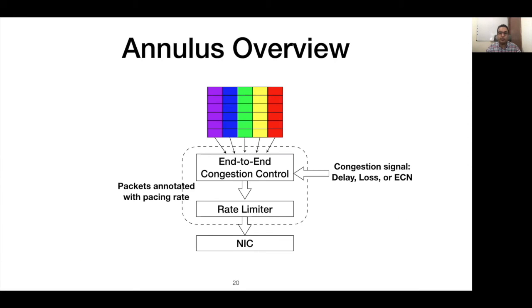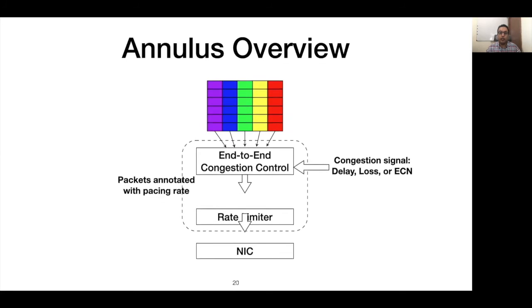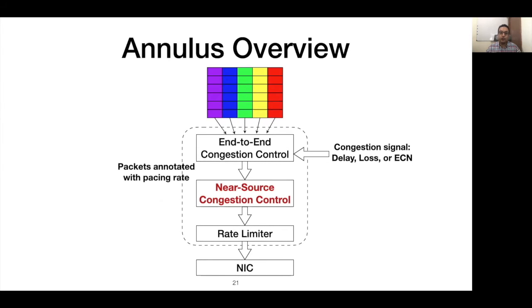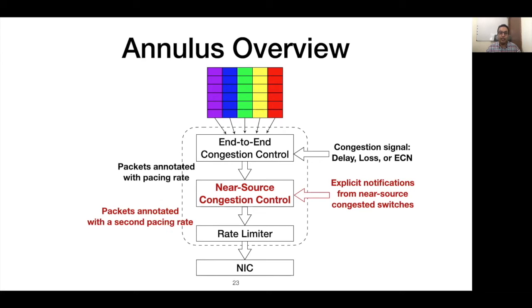Annulus fits in current stacks as follows. Current stacks already have congestion control algorithms that annotate packets with a pacing rate based on some congestion signal piggybacked on acknowledgements. Annulus leverages those existing congestion control algorithms as its first control loop. It also adds a near source control loop which reacts to explicit notifications from the near source congested switches. And then it annotates packets with another pacing rate that's based on the near source control loop calculation. The rate limiter applies the minimum pacing rate, thus reacting to the most congested bottleneck.